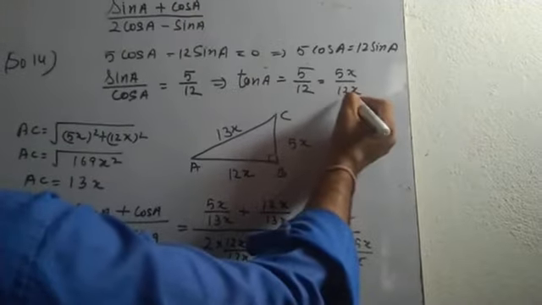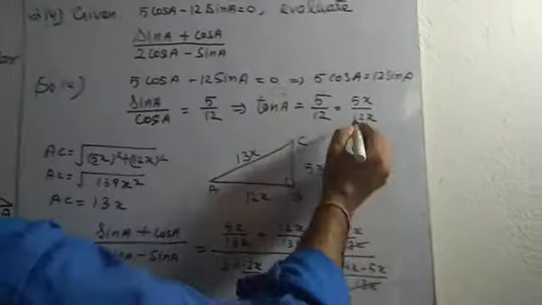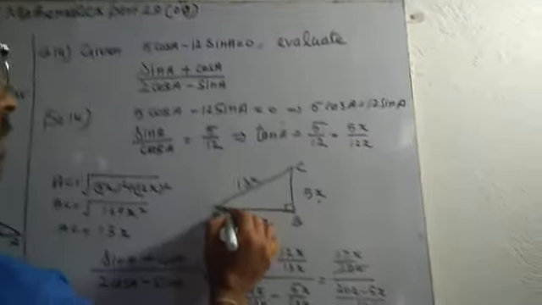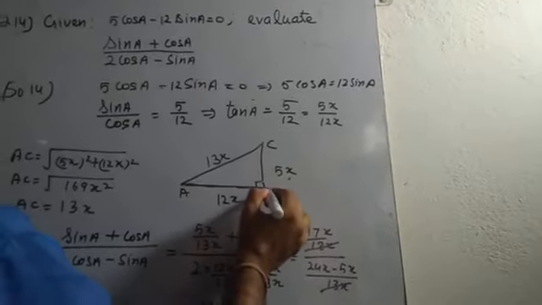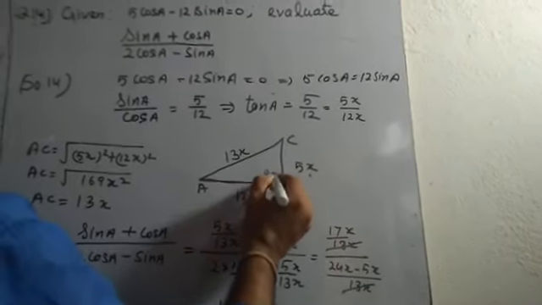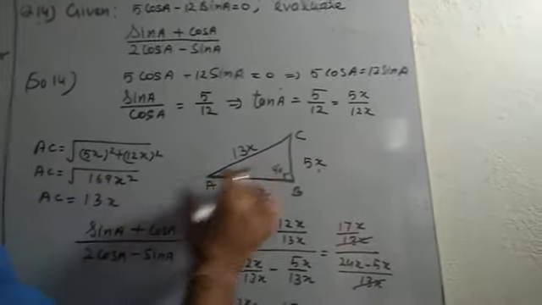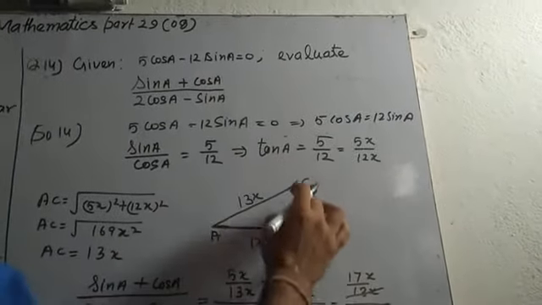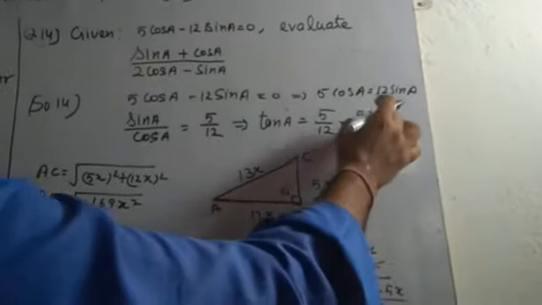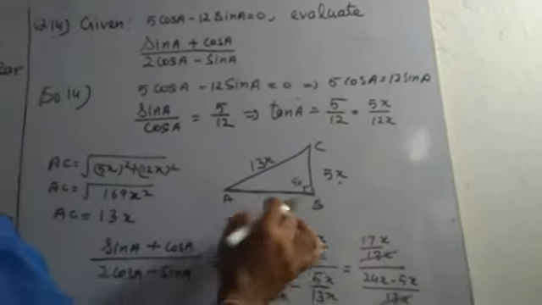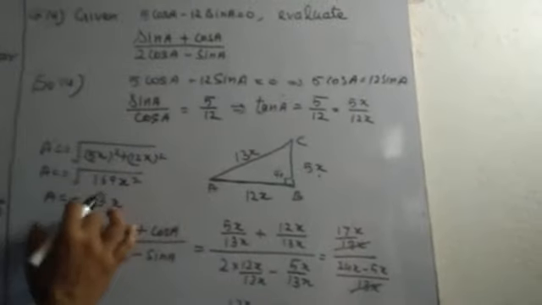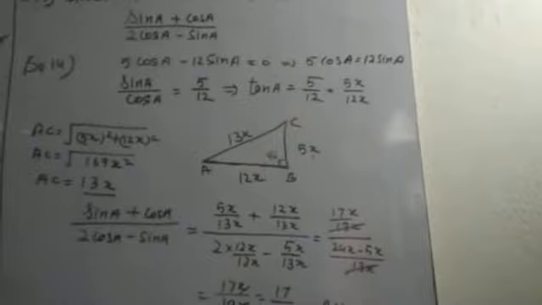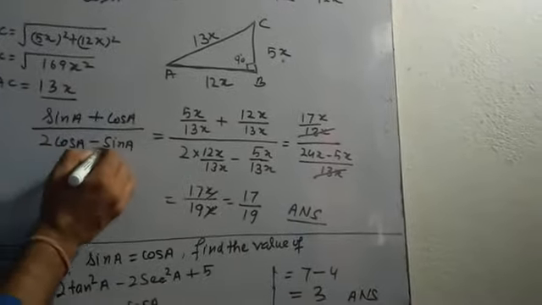You may write 5x by 12x. Now draw a right angle triangle ABC, right angle at B. Here perpendicular BC is 5x, base AB is 12x, and we can calculate by Pythagoras theorem that AC equals 13x. Now put the value of (sin A plus cos A) upon (2 cos A minus sin A).